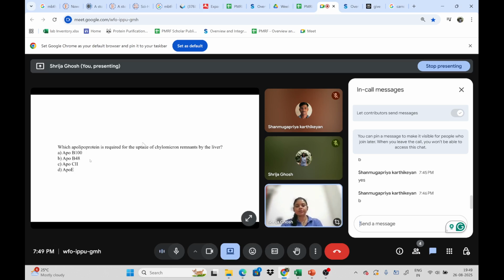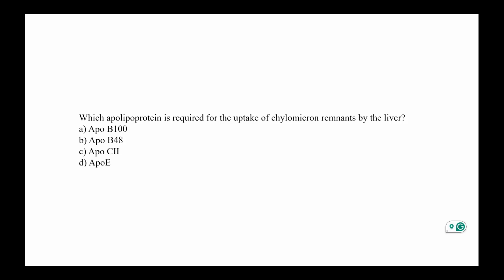Option A, ApoB100. Option B, ApoB48. Option C, ApoC2. And option D, ApoE. So which apolipoprotein is actually required for the uptake of chylomicron remnants by the liver? Is it ApoB100, ApoB48, ApoC2 or ApoE?